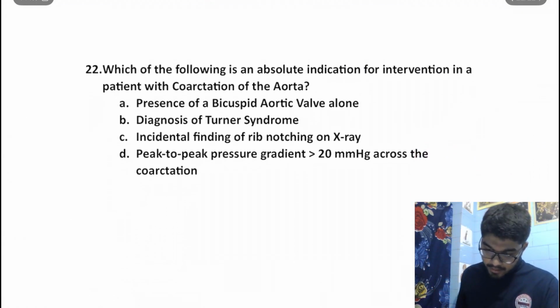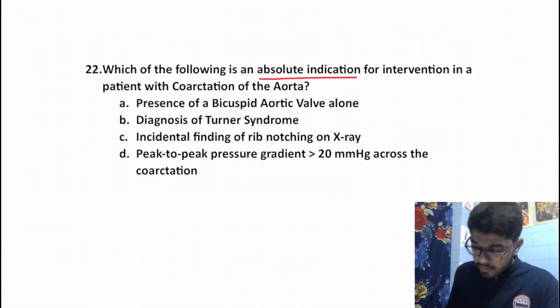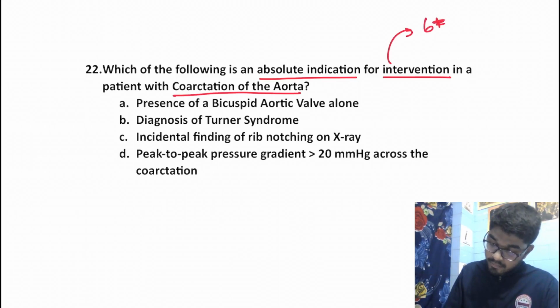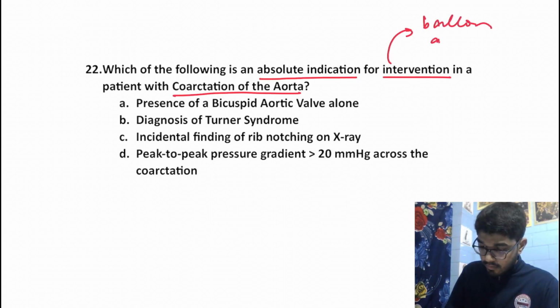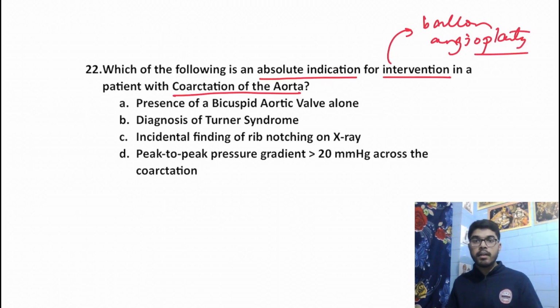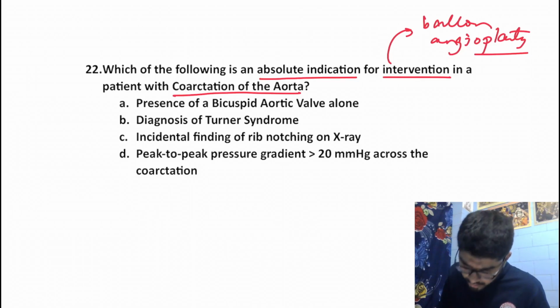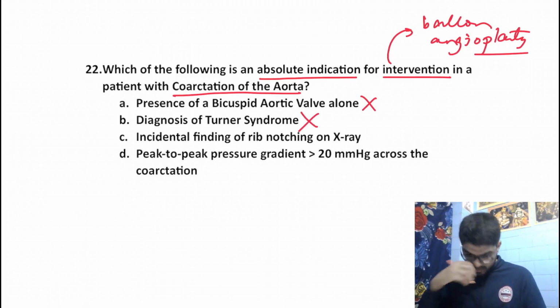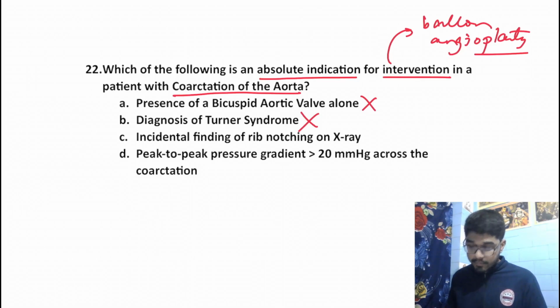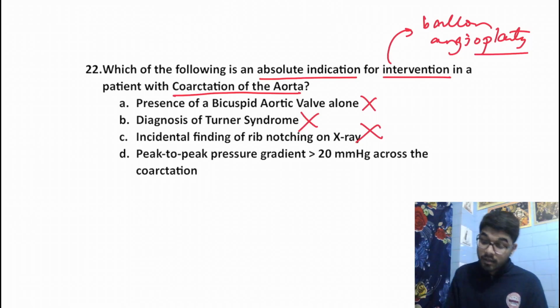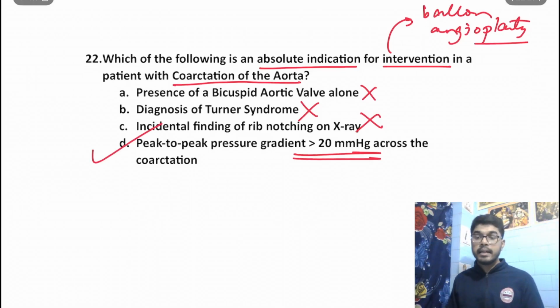Okay. Now, moving on to the next question. Which of the following is an absolute indication for intervention in a patient with coarctation of aorta? Intervention over here means balloon angioplasty. Okay. Now, presence of bicuspid valve alone is not at all an indication. Diagnosis of Turner syndrome, again, just the diagnosis is not an indication. Incidental finding of rib notching on X-ray, again, that's a chronic finding, not an indication. But a peak to peak pressure gradient of more than 20, yes, this is an indication.